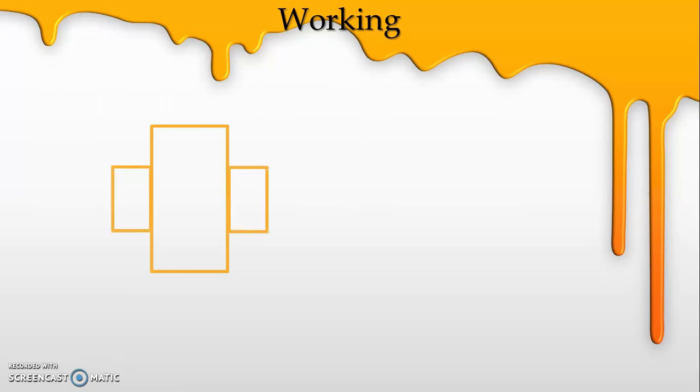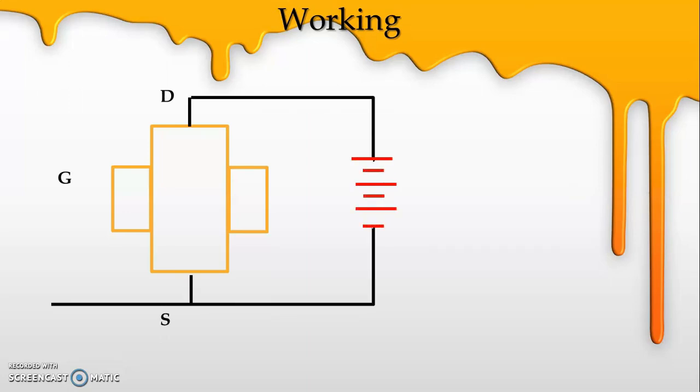We have an N channel, and on both sides of the N channel we have P-type semiconductor material which is heavily doped. We supply drain voltage with positive polarity to the drain, and conventional current passes from drain to source. Because it is an N channel, the majority carriers, electrons, pass from source to drain. The supply voltage is the drain supply voltage, known as VDD, and the current passing through the drain, the conventional current, is known as ID.